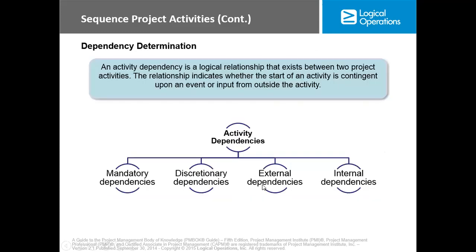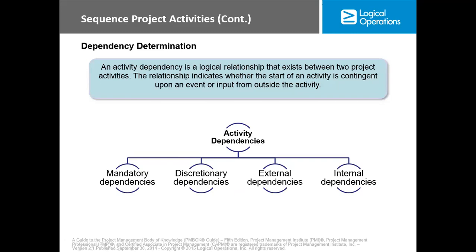Okay, now, types of dependencies, or what we call dependency determination. An activity dependency is a logical relationship that exists between two project activities. The relationship indicates whether the start of an activity is contingent upon an event or input from outside the activity.